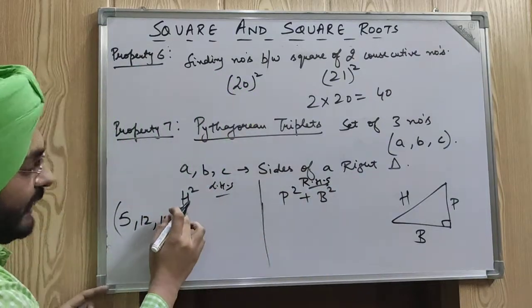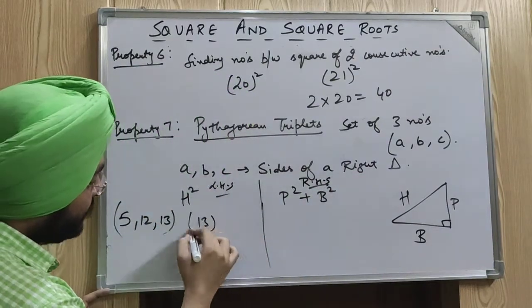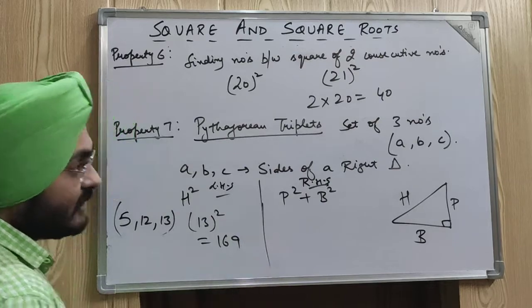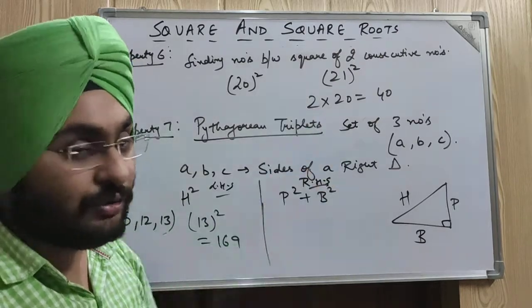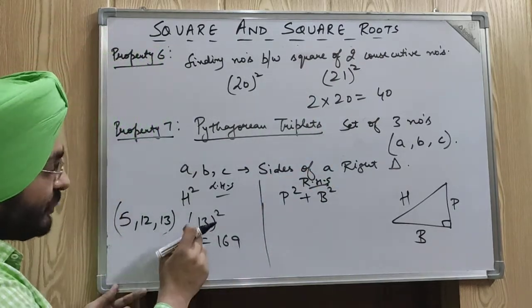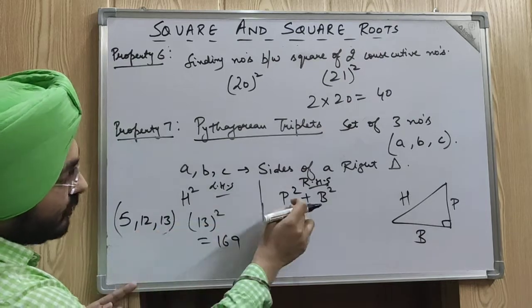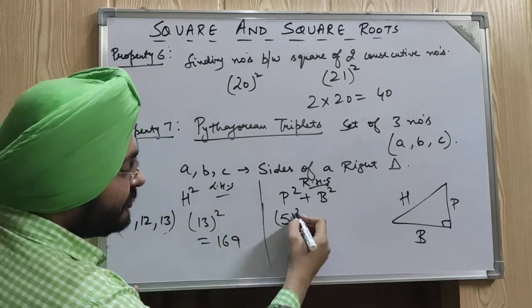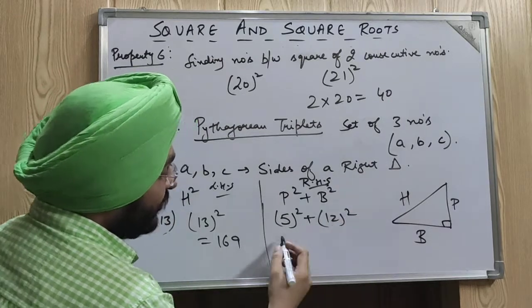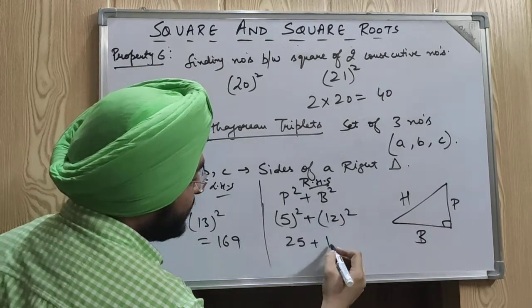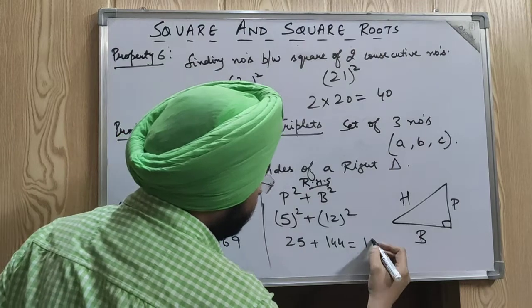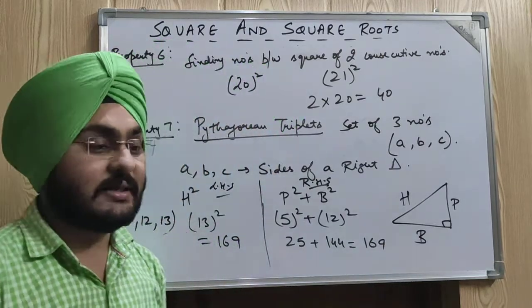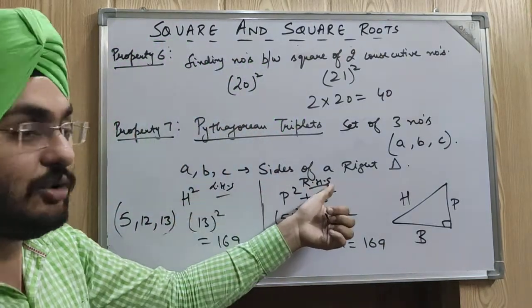Okay. So now h square. H means 13. So 13 square will be what? 169. In the previous video I told you to remember the squares of these prime numbers. So now perpendicular square plus base square. Perpendicular is what? 5. Next, your choice, you can take either 5 or 12. So 5 square will be 25 and 12 square will be 144. So 25 plus 144 will be what? 169. So you are saying the left hand side is equal to the right hand side.